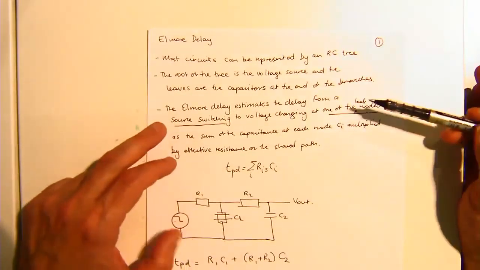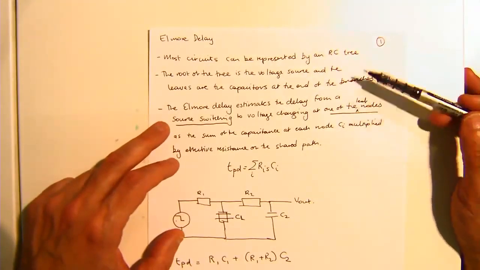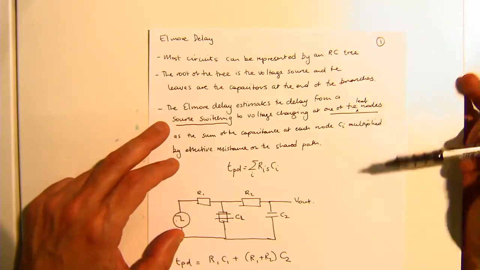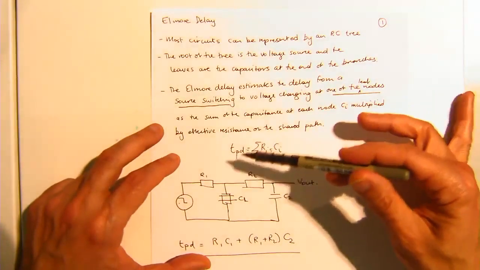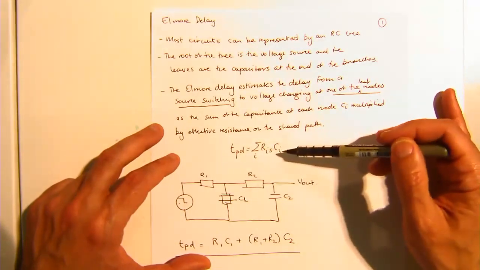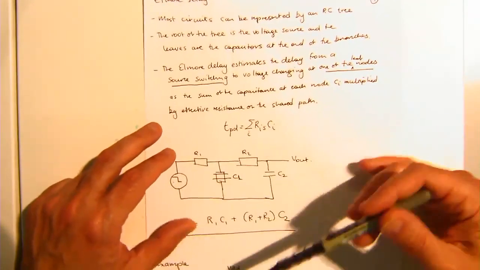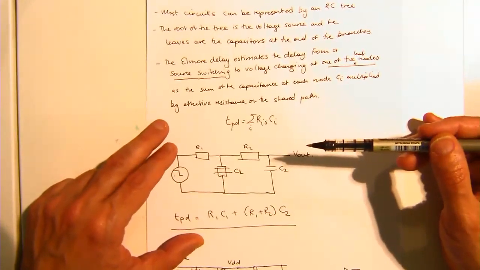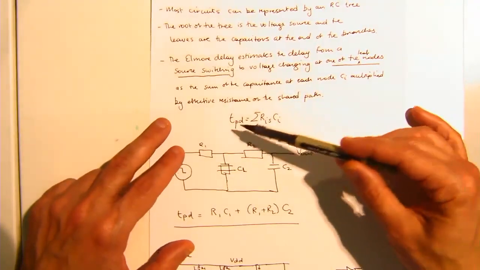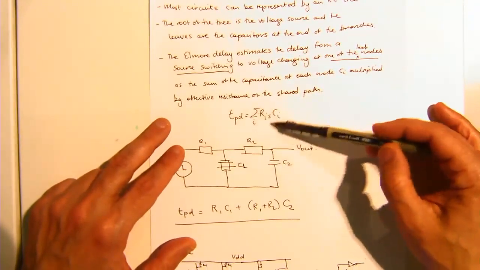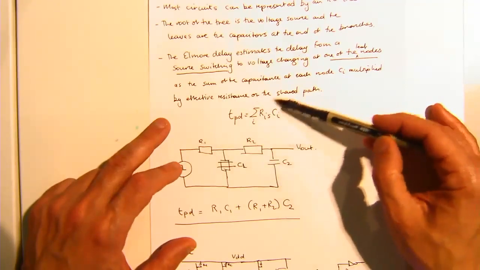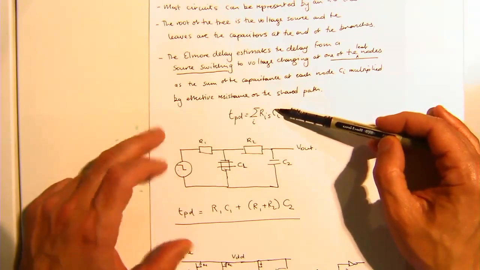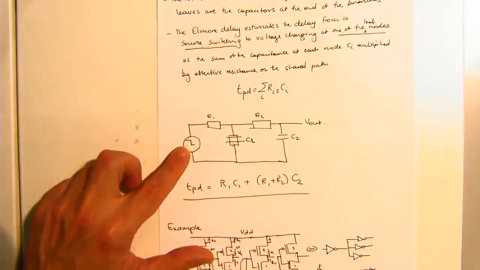And essentially what the Elmore delay estimate, or theory, says is that the effective propagation delay, and it's a very coarse approximation, but it's okay, is the sum of the resistance through a particular node multiplied by its capacitance. So, yes?